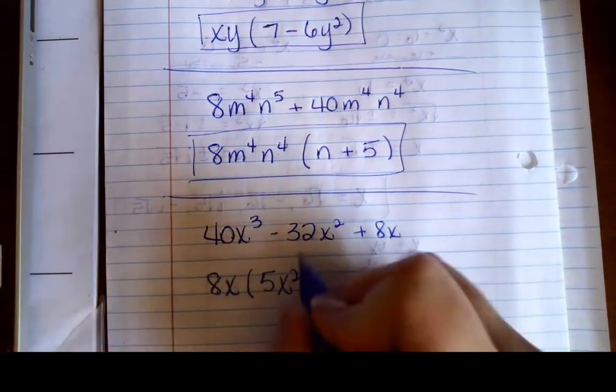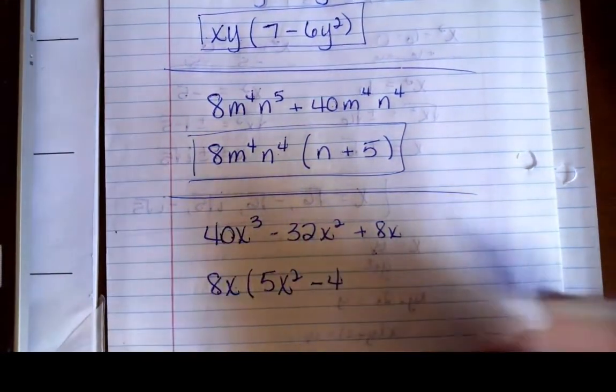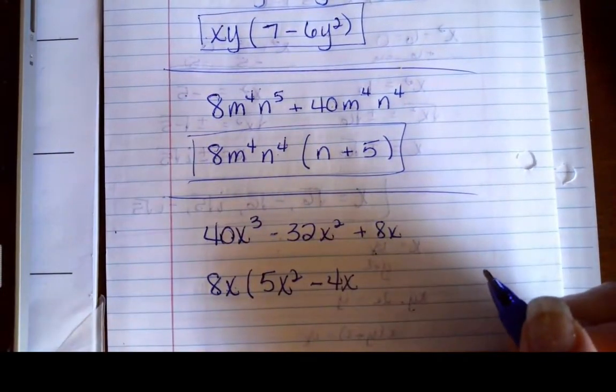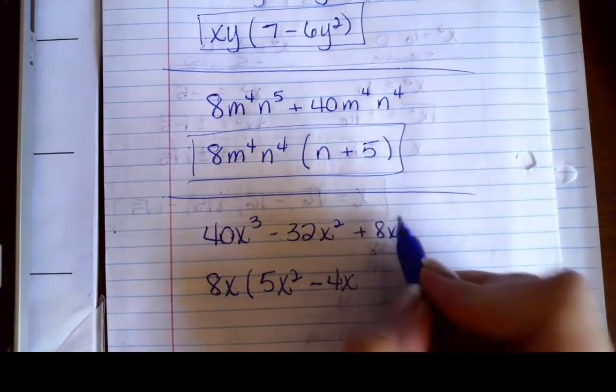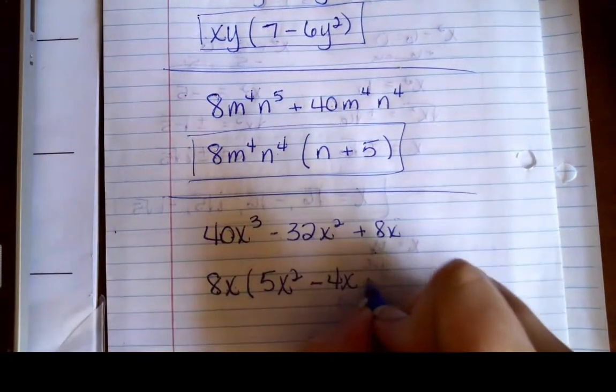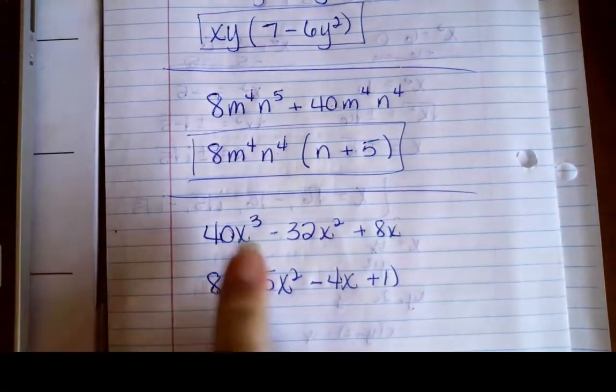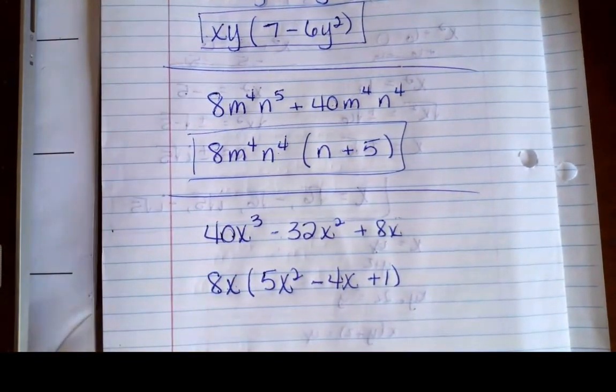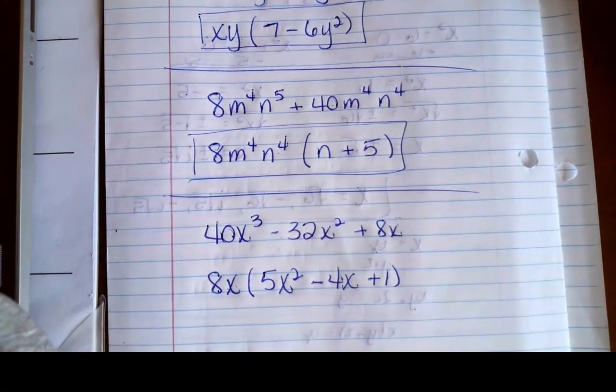Negative 32 divided by 8 is negative 4. X squared divided by x is x. Okay? Any number divided by itself is 1. So I started with a trinomial. I better end with a trinomial after factoring out a greatest common factor.